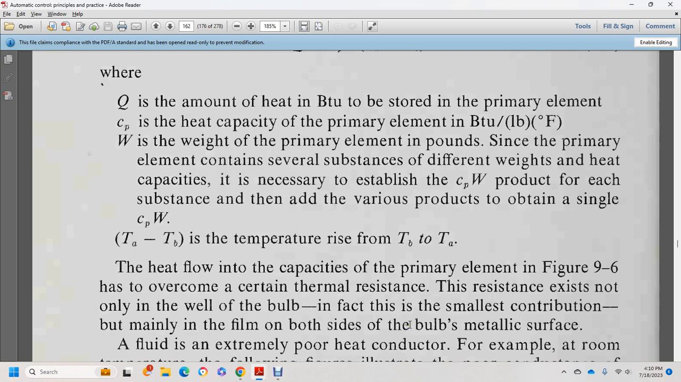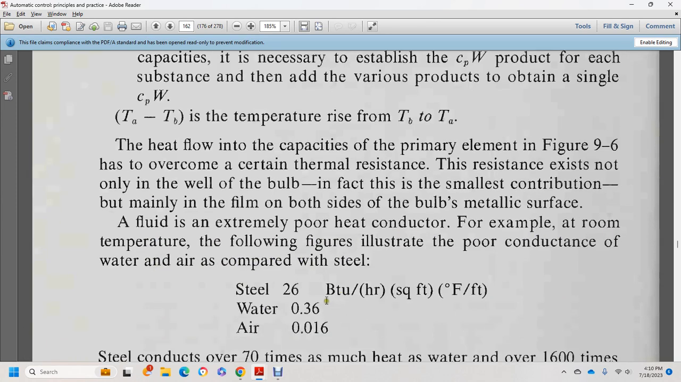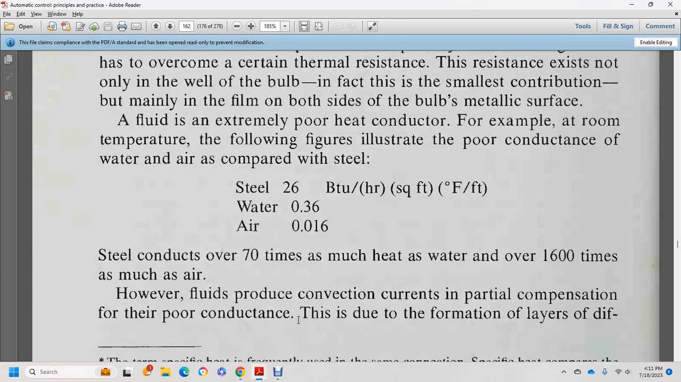Heat flow to the primary element, figure 9, simply has to overcome thermal resistance and exists only when there is a temperature difference. The wall of the bulb, in fact, makes the smallest contribution. Mainly the film on both sides of the bulb, the metallic surface and the fluid, is extremely poor at conducting heat, for example the room temperature. The following figures illustrate the poor conductance of water and air compared to steel. Steel is 26 BTU per hour per square foot per degree Fahrenheit per foot, water is 0.36, and air is 0.16. Steel conducts over 70 times as much heat as water and over 16,000 times as much as air.